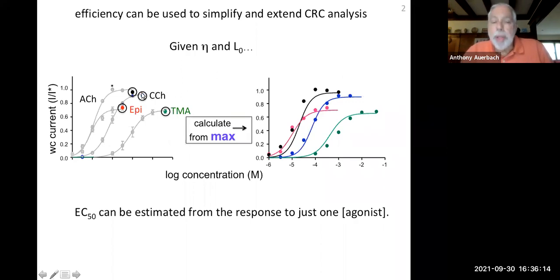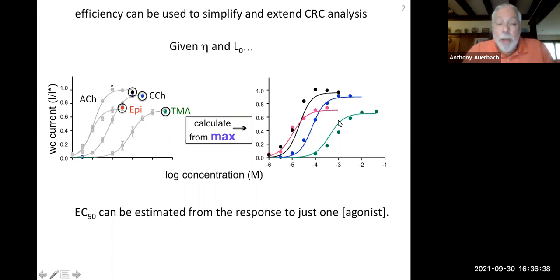I think we use 50% for these, not 54. For all three of these, we use 50%. But you can see you can calculate reasonably well, the EC50 can be estimated from the response to just one agonist concentration. This has got to be useful at some point. You don't need to go scanning the whole curve. You just measure these points here, know the efficiency, and you can calculate the whole curve.